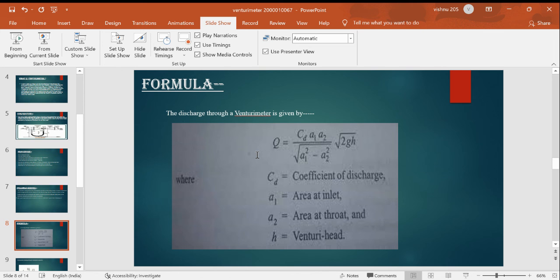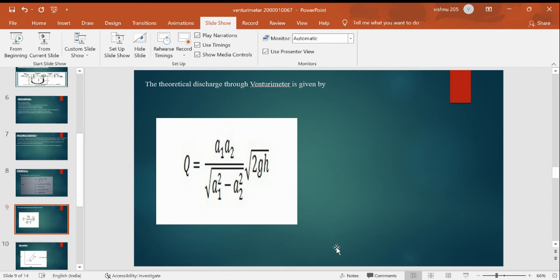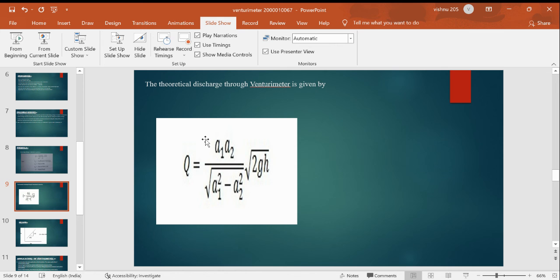And this is the discharge formula, where Q equals CD A1 A2 by root of A1 square minus A2 square into root of 2GH, where CD stands for coefficient of discharge, A1 is the area at inlet, A2 is the area at throat, and H is the venturi head. And this is the theoretical discharge formula, where Q equals A1 A2 by root of A1 square minus A2 square into root of 2GH.